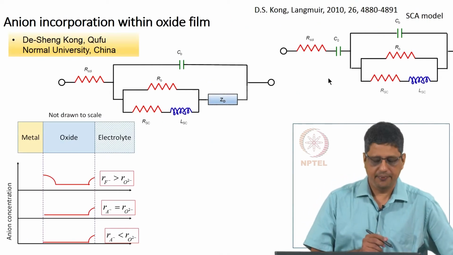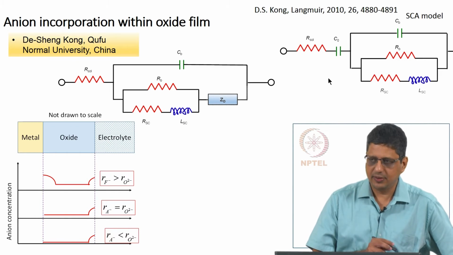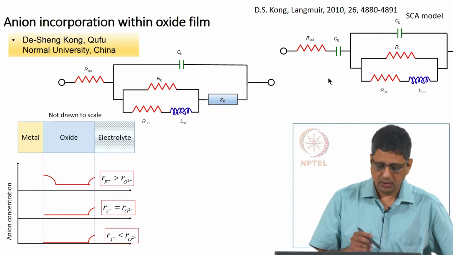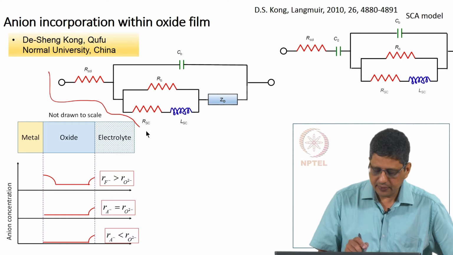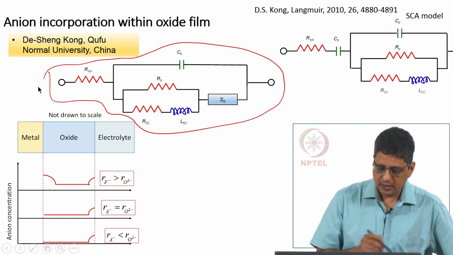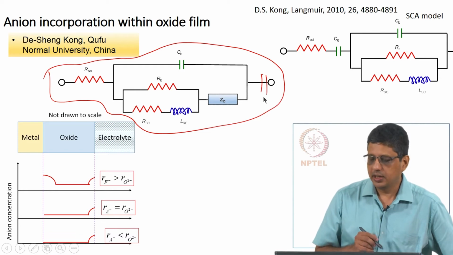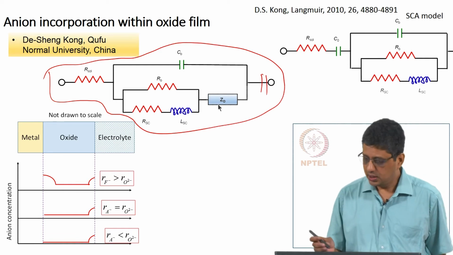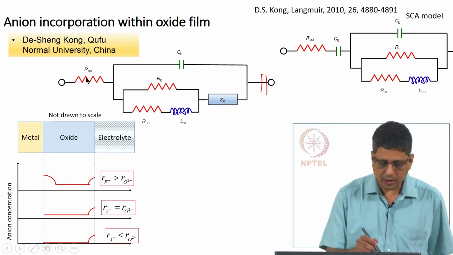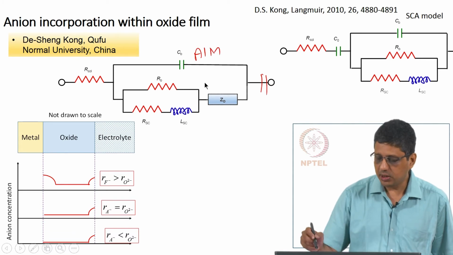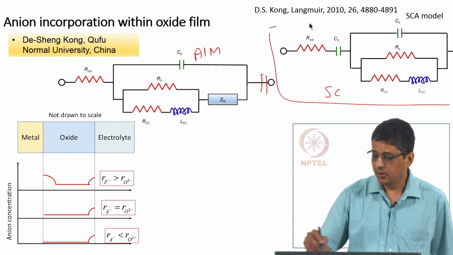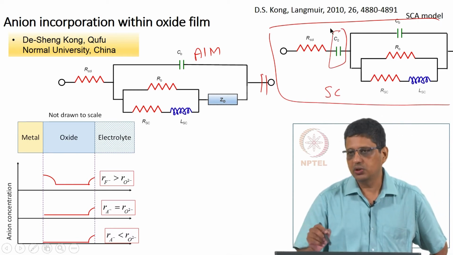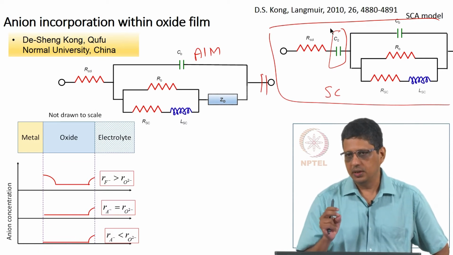There is another theory, it is called anion incorporation within the oxide film. This is proposed by Disheng Kong. So, the surface charge model says this is the behavior, of course, with a capacitance here. I am sorry, this is the model proposed, the anion incorporation model. This is the surface charge model. The surface charge model, we have seen that you have a C0 here, which accounts for variation of film thickness with respect to the potential.